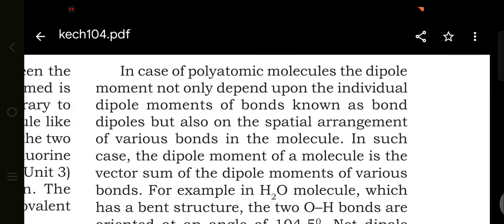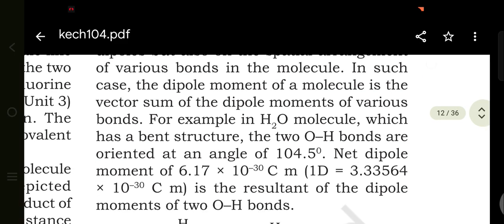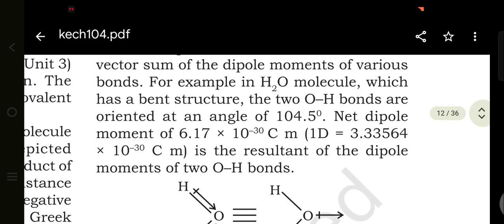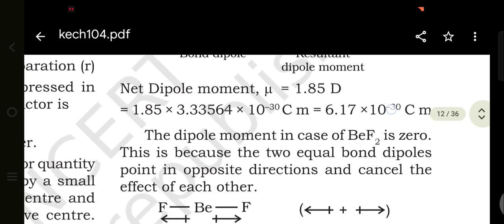In case of polyatomic molecules, the dipole moment depends not only upon the individual dipole moments of bonds, known as bond dipoles, but also on the spatial arrangements of various bonds in the molecule. In such a case, the dipole moment of a molecule is the vector sum of the dipole moments of various bonds. For example, in the H2O molecule, which has a bent structure, the two O-H bonds are oriented at an angle of 104.5 degrees. The net dipole moment of 6.17 × 10^-30 C·m is the resultant of the dipole moments of two O-H bonds.